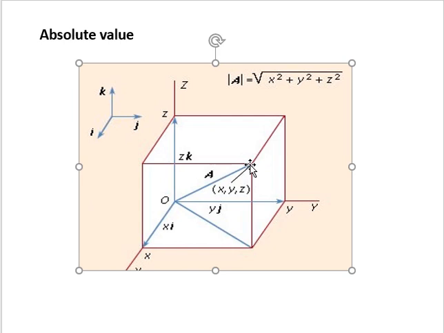So now this point, that is vector A, can be represented by xi plus yj plus zk.